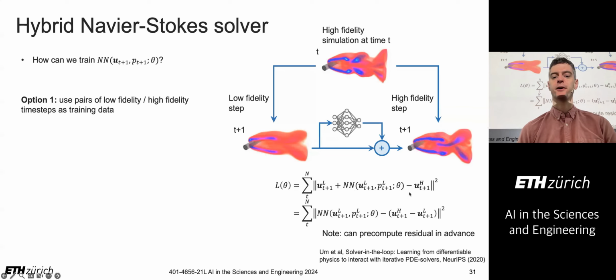And we can just rearrange this very slightly, and we can say the neural network should just match the difference between the high fidelity and the low fidelity step.